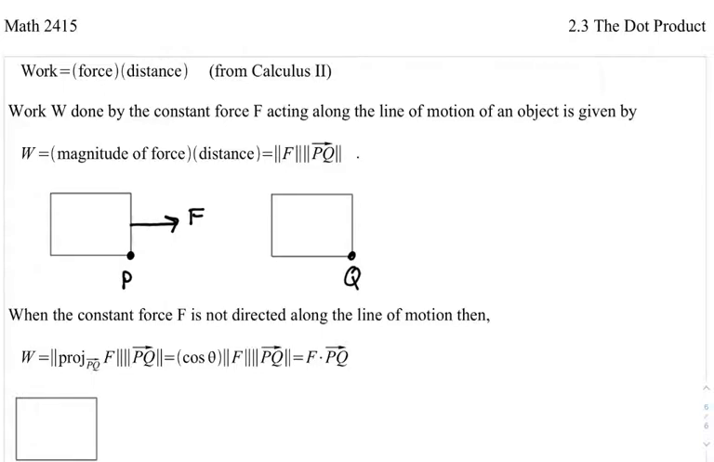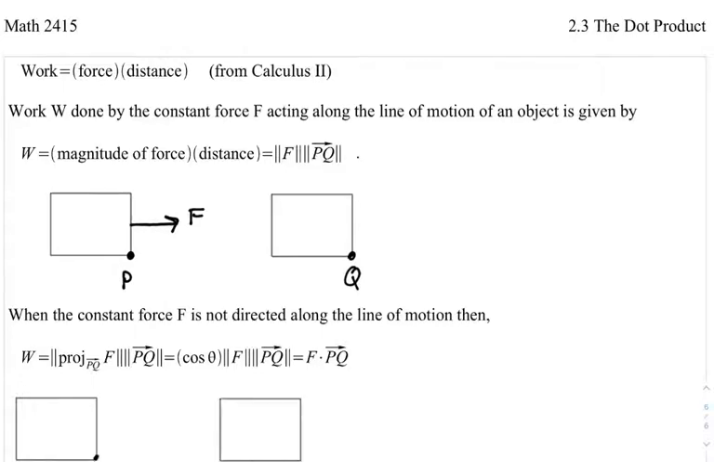So when the constant force F is not directed along the line of motion, then your work is going to be equal to the magnitude of the projection of F onto the vector PQ times the magnitude of PQ, which is also equal to the cosine of theta, which would be the angle between the line of motion and the force applied, times the magnitude of F times the magnitude of the vector PQ. Or simply vector F dot vector PQ, and that's the form we're going to use. It's going to be the easiest of them.